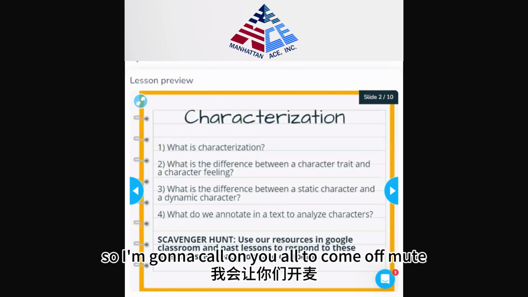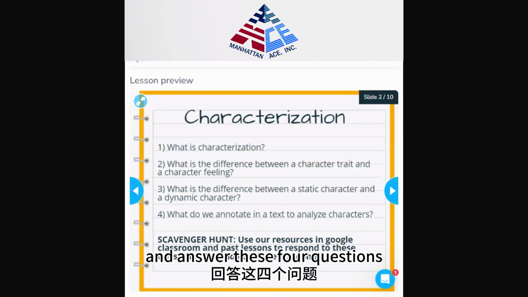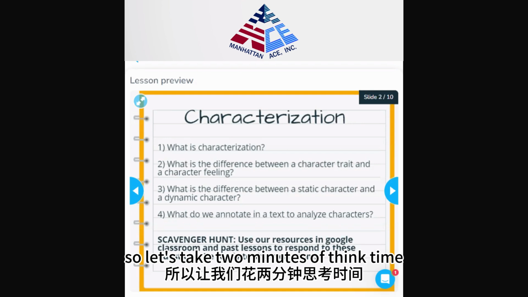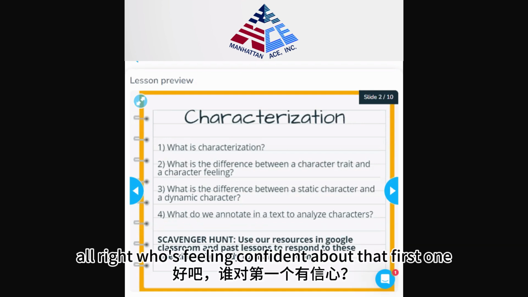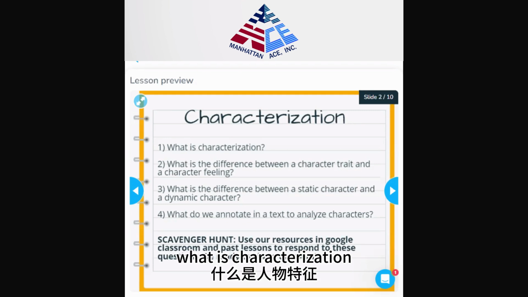So I'm going to call on you all to come off mute and answer these 4 questions. So let's take 2 minutes of think time. All right, who's feeling confident about that first one? What is characterization? Go ahead, Sophia. Can you come off mute?